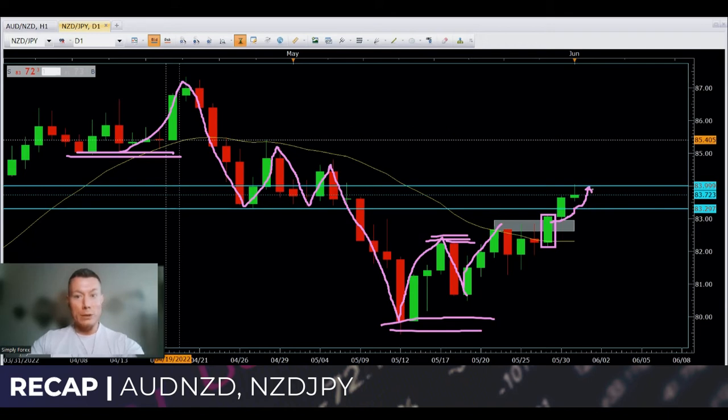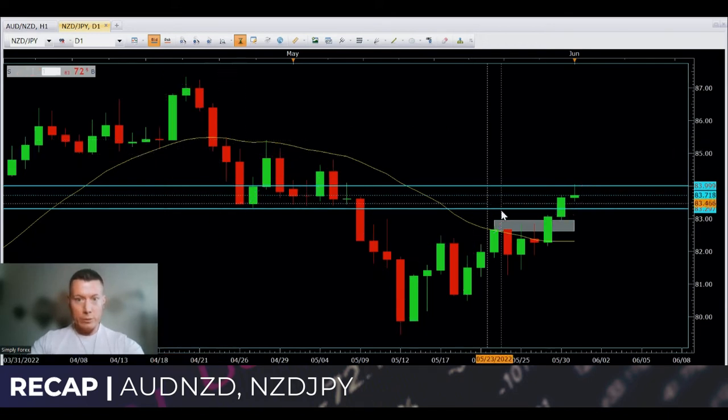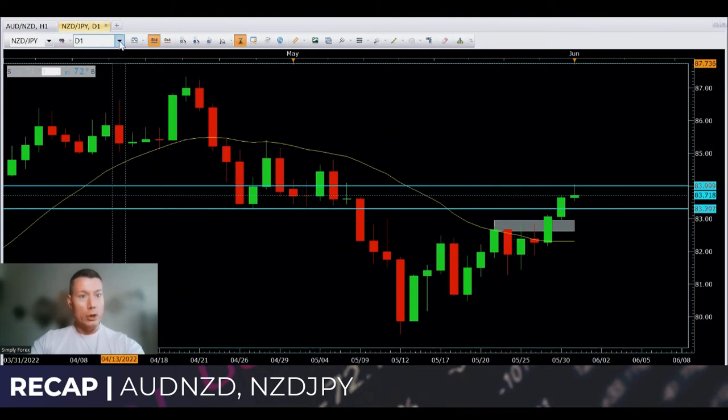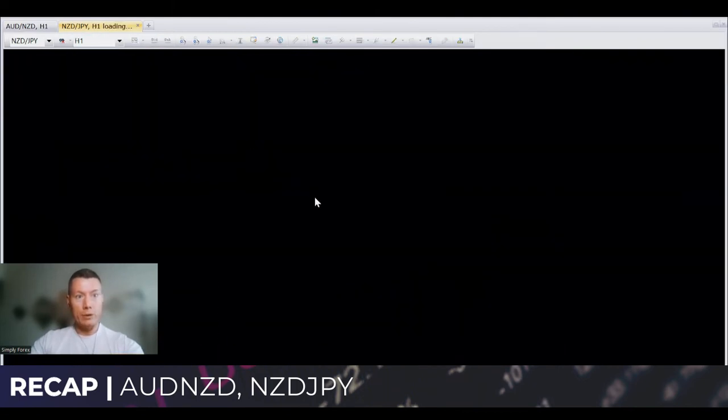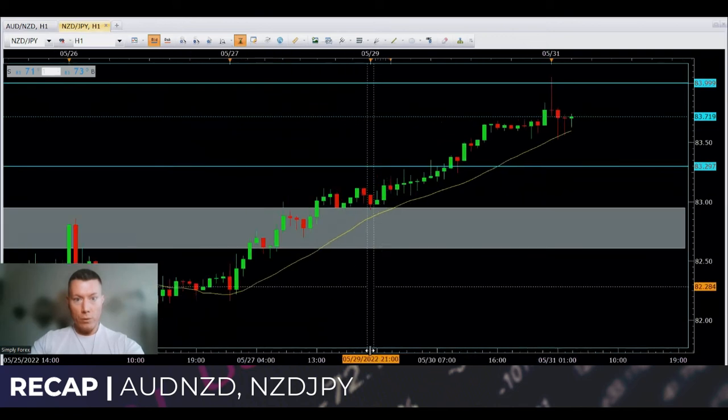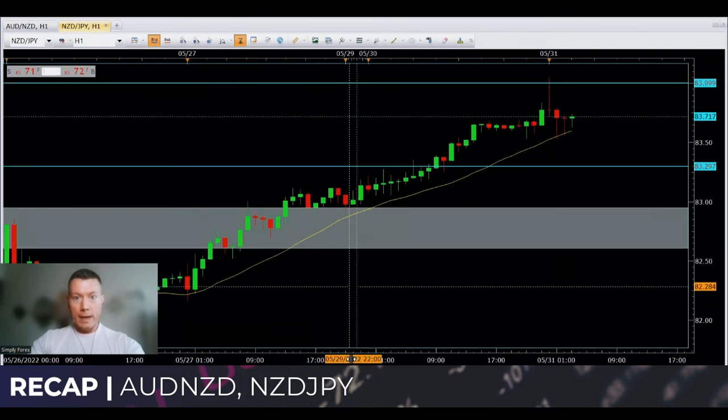And even this blue zone, which it does also hit. All right guys, so yeah, this was a successful trade, but could we get in on this trade? Let's have a look at the H1 for our execution.